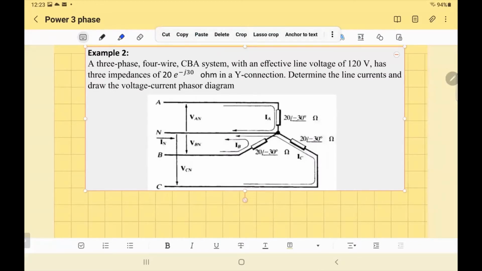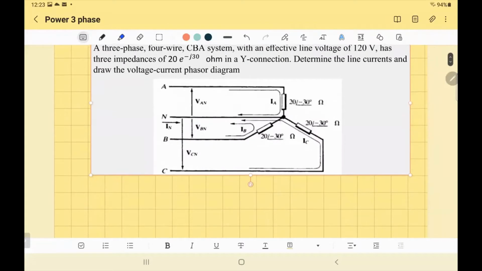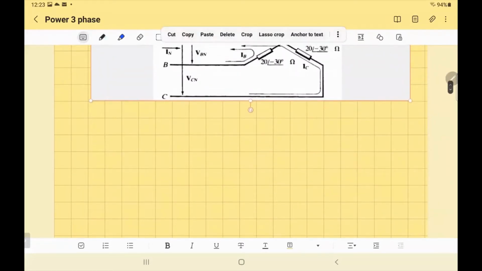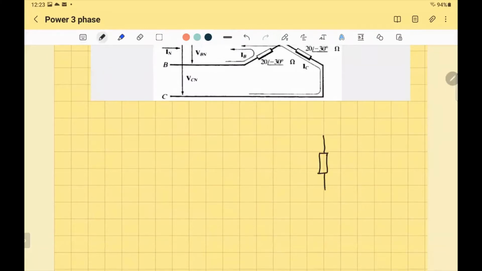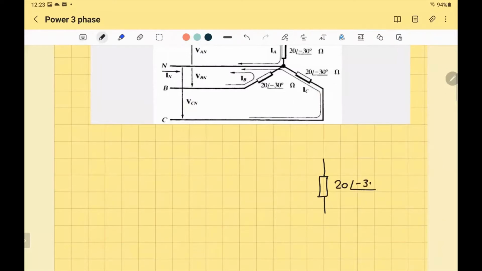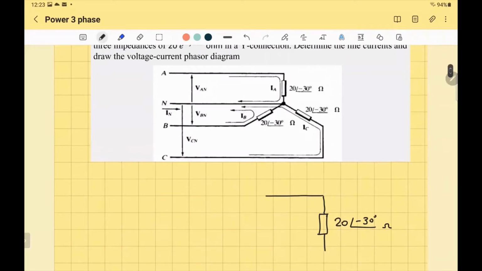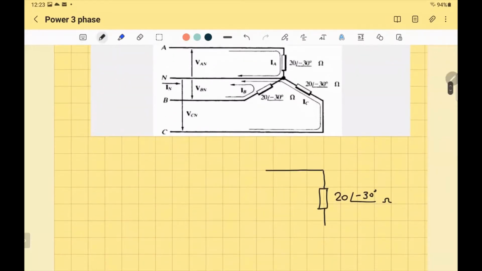So what we'll do, we'll try to find the equivalent phase. So we'll sketch only one phase. So we'll have one impedance, and it's equal to 20 angle negative 30 ohm. Transmission line, it means there's no impedance in the middle. In practice, I put impedance here. You can practice this. It'll be the same. You just add it to the load impedance.